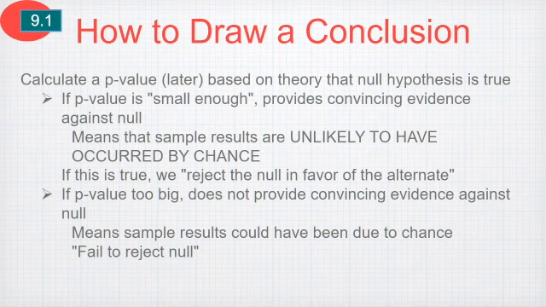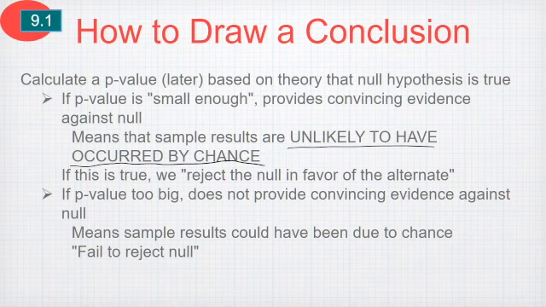Okay, so how do we draw a conclusion? Well, essentially, we calculate a p-value. Again, later, we'll learn about this, based on the theory that the null hypothesis is true. So if your p-value is small enough, that provides convincing evidence against the null. What does this mean? This means that what you got, the sample that you got, the results that you got, are unlikely to have occurred by chance. It's a very important phrase here. So what that means is that our sample is so unlikely to have happened by chance if we assume that the null is true, that we have to assume that the null is not true. So we reject the null in favor of the alternate hypothesis.